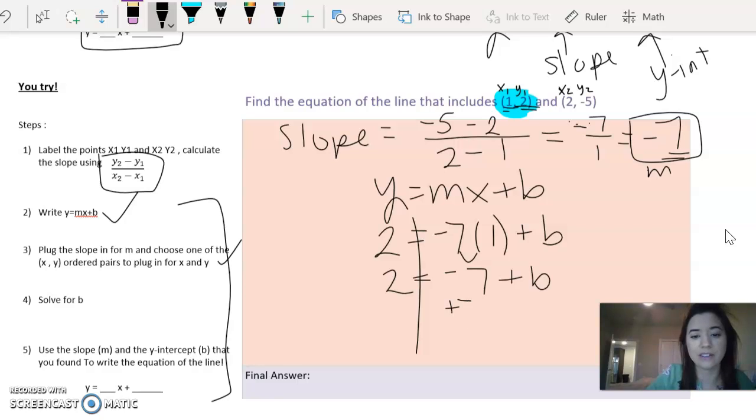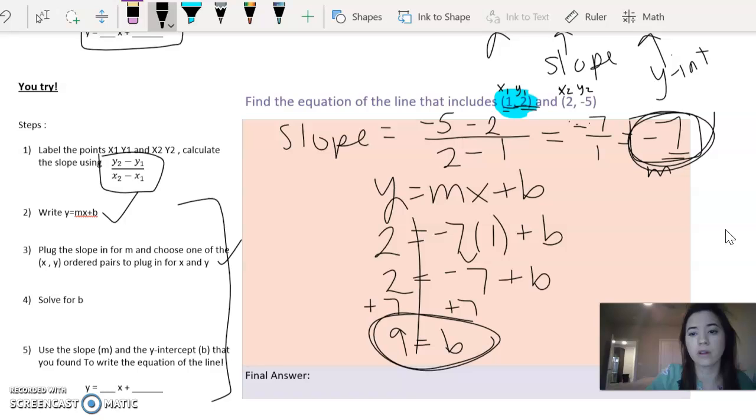Alright, so we add 7 to both sides, and we get 9 equals b. So now we have our y-intercept, we have our slope. Let's write our equation. Y equals -7x plus 9.